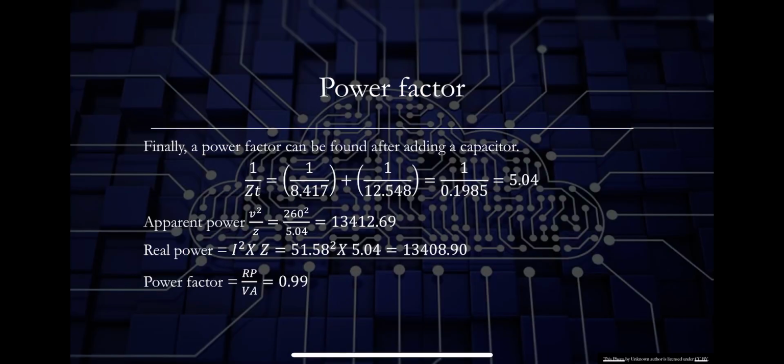We can finally find a power factor with the capacitor included. This can be found by finding the apparent power, which is 13,412.69, and the real power, which is 13,408.90. The power factor is calculated by real power over apparent power, which is 0.99.